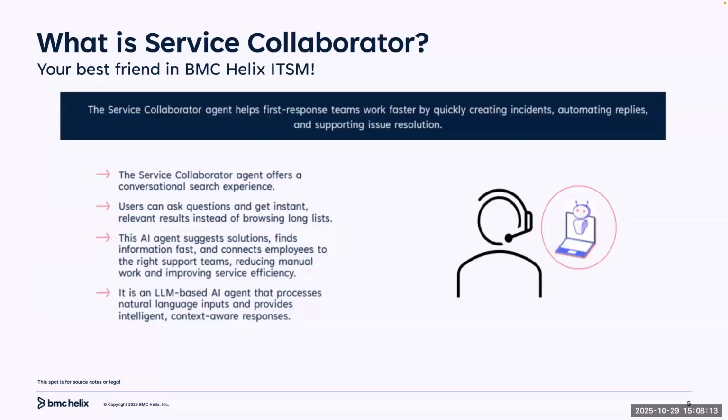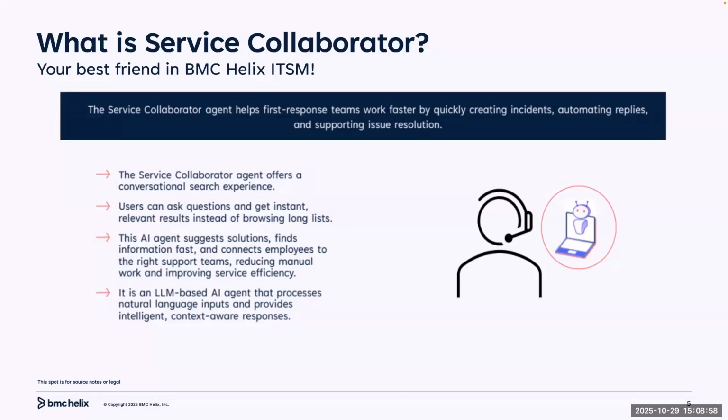So to quickly introduce Service Collaborator. Service Collaborator is a HelixGPT-driven agent within BMC Helix that's transforming how service teams work together and resolve issues faster. Instead of scrolling through endless lists of tickets and incidents, we can just simply ask a question and the Service Collaborator will present the right answers instantly. For service desk agents working on solving incidents, it's almost like having a trusted advisor at your side. It suggests responses, offers resolution steps, and even drafts solutions based on similar past cases. This means less time searching, less guesswork, and more confidence in every reply.